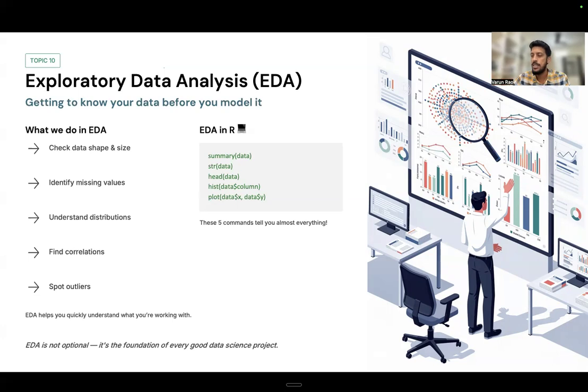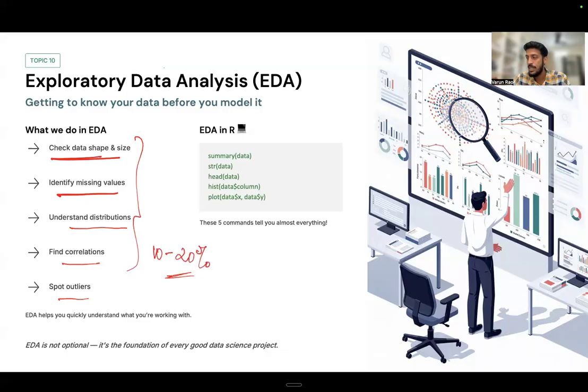Now, what happens here? Here, you would be checking the information, wherein you would be checking the shape and the size. You would be identifying missing values. You would be understanding the distributions of different columns. You would find correlations, spot outliers. Again, I think this is not even 10 to 20% of what an actual data scientist does, because there's a lot of drama that happens.